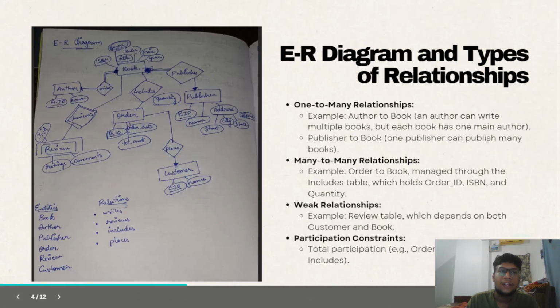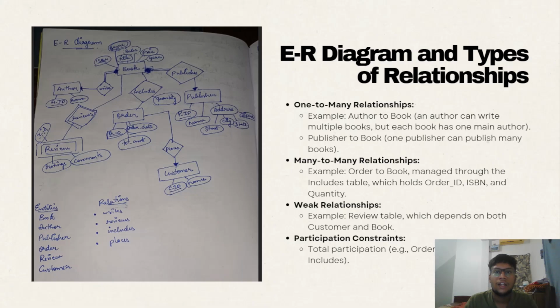And now let's talk about the ER diagrams and types of relationships in this particular online bookstore management system. Okay, so there are several entities, as I said before: the book, author, publisher, customer, order, and review. So talking about the types of relationships present in this particular DB system, there is the one-to-many relationship.